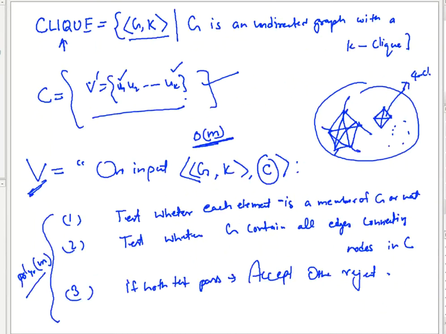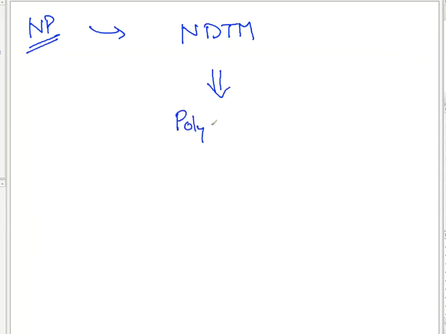There are two more things that have to be covered at least. The first one is another definition of class NP, which uses the non-deterministic Turing machine, and then the equivalence of non-deterministic Turing machine with a polynomial time verifier.